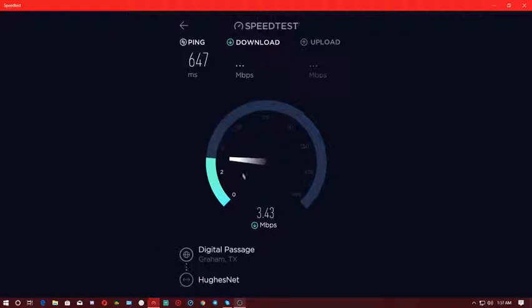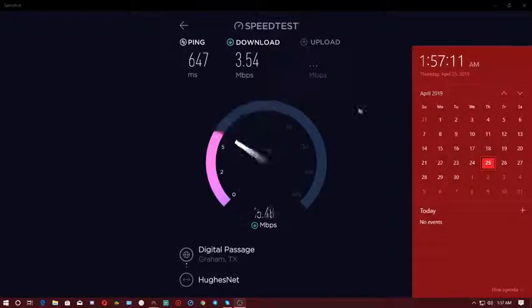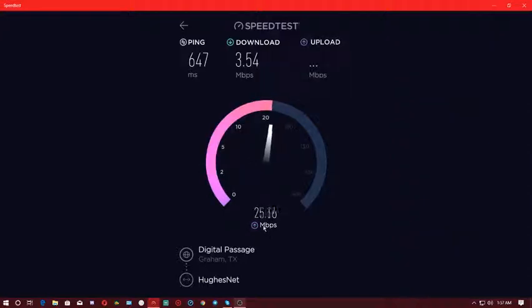Y'all see the speeds I'm getting? They advertise 1 to 3. I'm getting 3.5. Look at that. That's good download speeds on the throttled. Well, yeah, plus everyone is in bed. That would explain it.